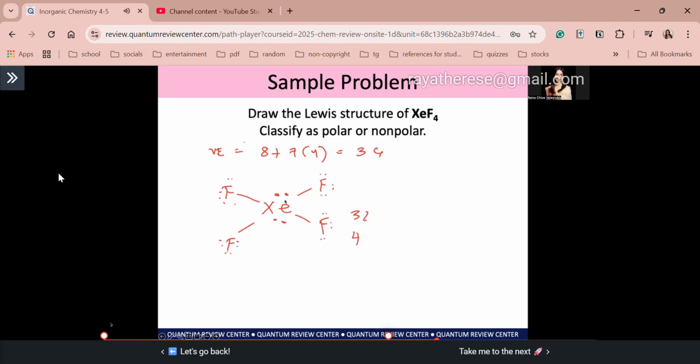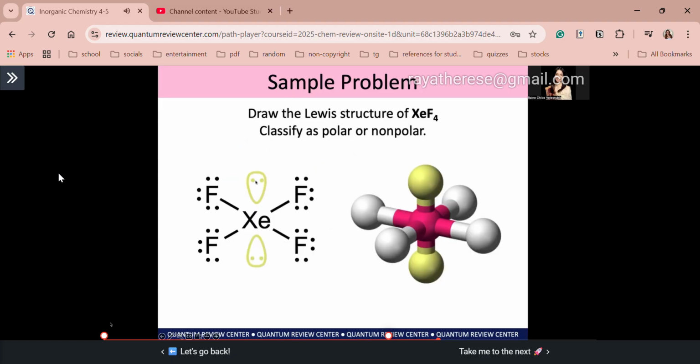Yan. So, let's check. We have 2, 4, 6, 8, 10, 12, 14, 16, 18, 20, 22, 24, 26, 28, 30, 32, 34, 36 valence electrons. So, this is the correct structure of xenon tetrafluoride. Ayan. And this is the 3D geometry. Now, what can we say about its molecular geometry? It has 4 bond pairs and 2 lone pairs, AX4E2. Thus, its molecular geometry is square planar.